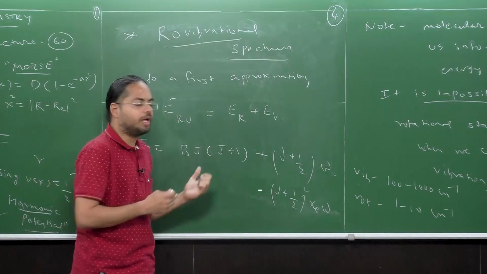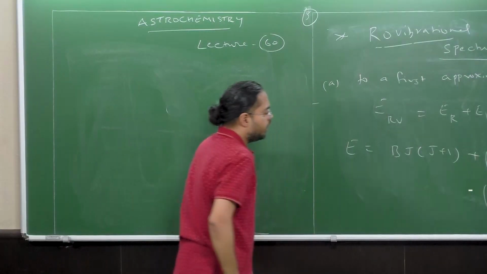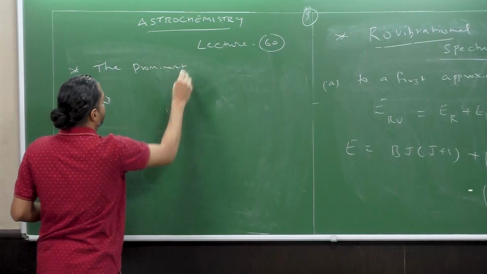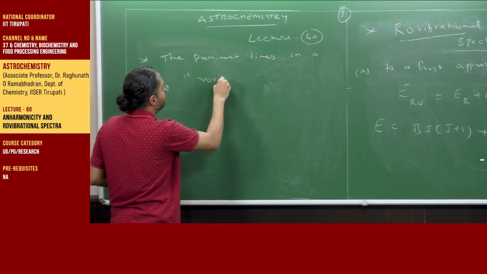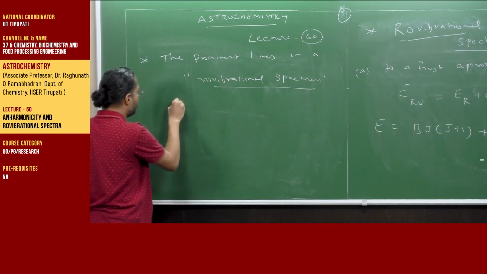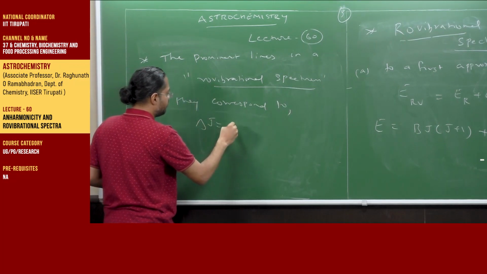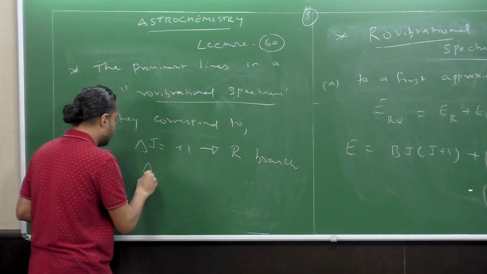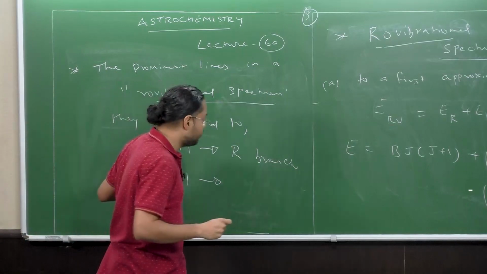Okay. So now that we have an energy expression for the rovibrational spectrum, there are going to be prominent lines in a rovibrational spectrum. They correspond to delta J equals +1, which corresponds to the R branch, and delta J equals -1. Recall these notations; we already were using the delta J notations while discussing rotational spectroscopy.